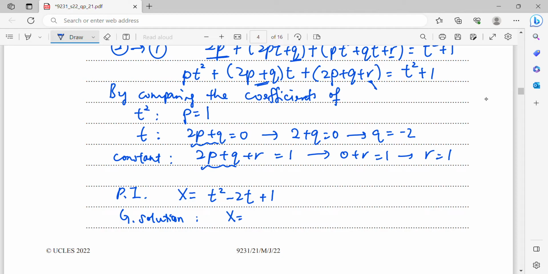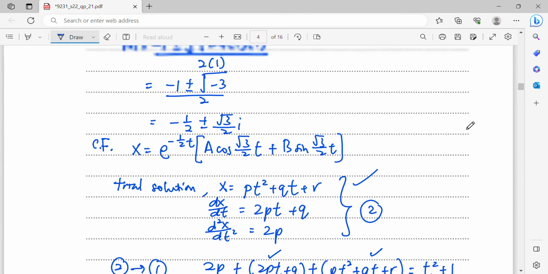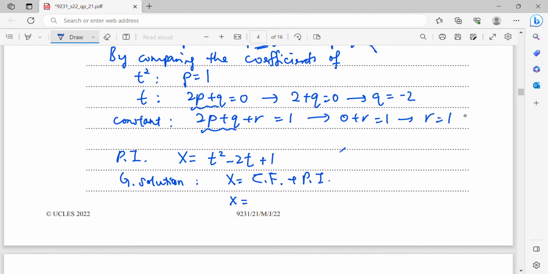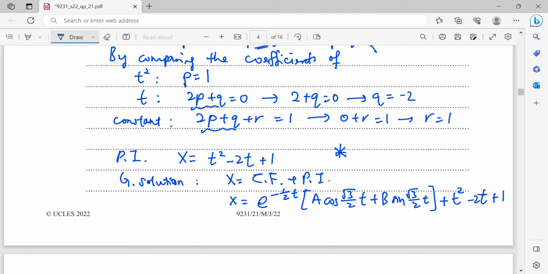That is x equals the complementary function plus the particular integral, which means my x is just a combination of these two results, the CF and the PI. So I will rewrite: it is e to the negative half t, a cos of root 3 over 2 t plus b sine of root 3 over 2 t, then plus the particular integral t squared minus 2t plus 1. Okay, so that is the solution of this question.